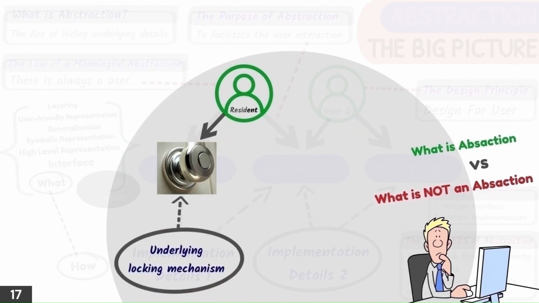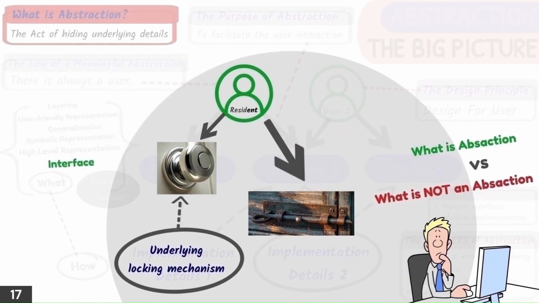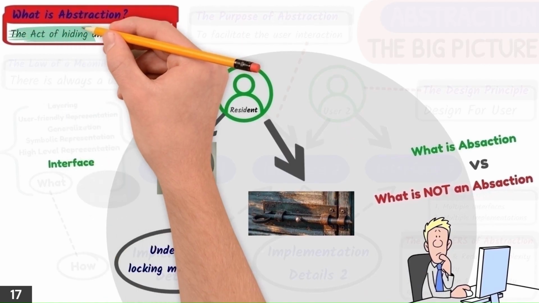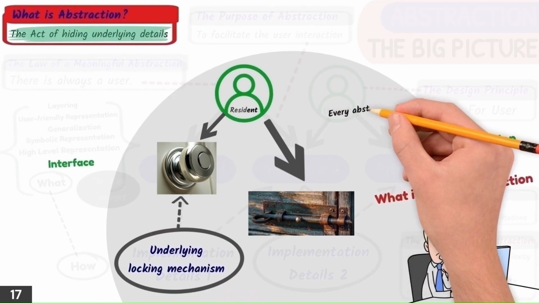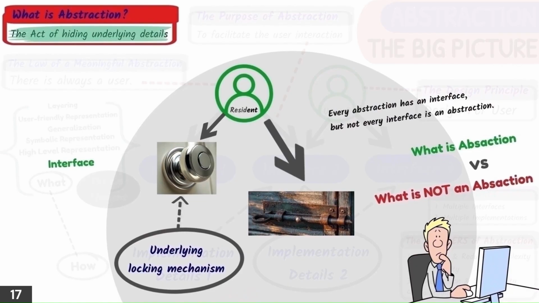So, we saw a door lock. That's an abstraction. But what about this one? Is this an abstraction? The answer is no. This is an interface we use to lock or unlock the door, but it's not hiding any details. We are dealing directly with the mechanism. An abstraction must hide the details. Every abstraction is an interface, but not every interface is an abstraction. If the implementation exposes itself directly for the interaction, then it's not an abstraction. In short, an abstraction must hide some underlying details behind an interface.